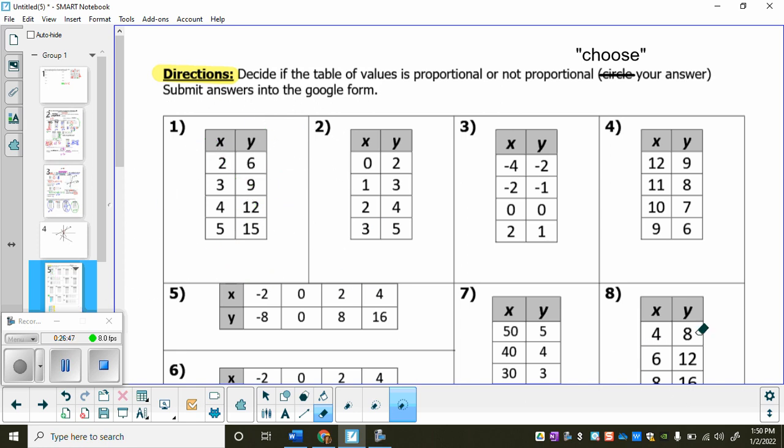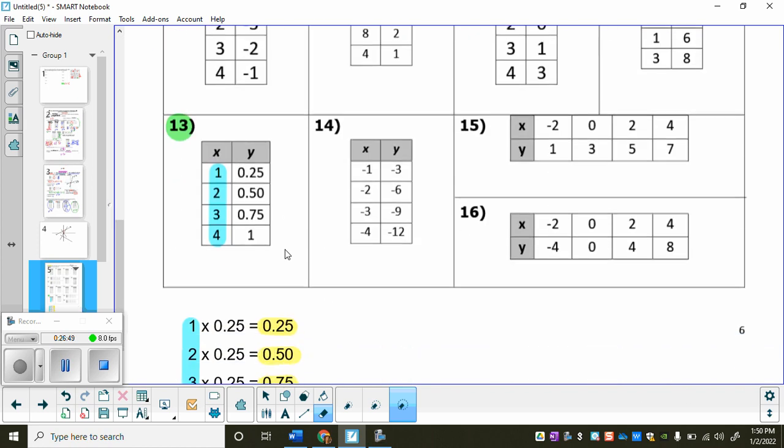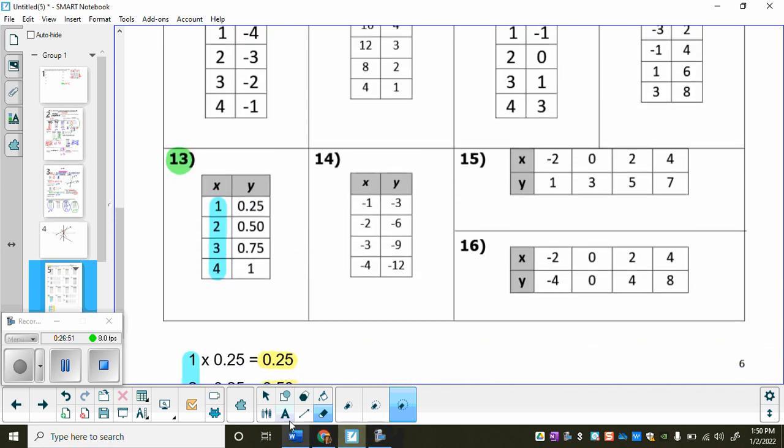Okay. Now, the one I wanted to go over with you guys, because I know I'm going to get a ton of questions about it, is down here, number 13. So if you haven't already flipped to page 6, flip and skip down to number 13 with me real quick. Okay. So for this one, I know the decimals are going to throw a bunch of you off, and I just want you to think about money like quarters.